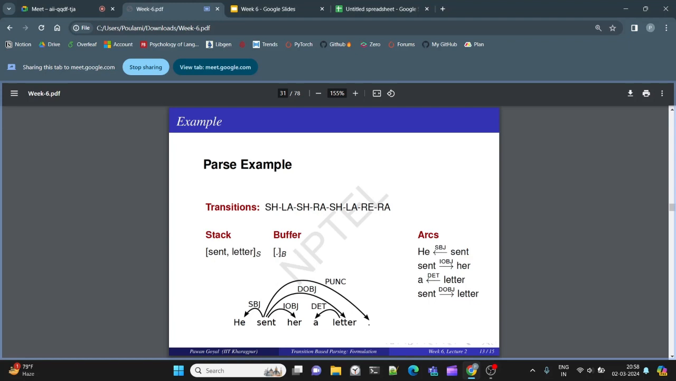Again, for the punctuation mark, I need to do a right arc. No, sorry, we have to do a reduce again over here, because sent and punctuation mark are connected, not letter and punctuation mark. So reduce, I remove letter. Now this is what remains. Punctuation, right? Pardon? Letter and punctuation? No, sent and punctuation. You see, I'm hovering over the arc over here.